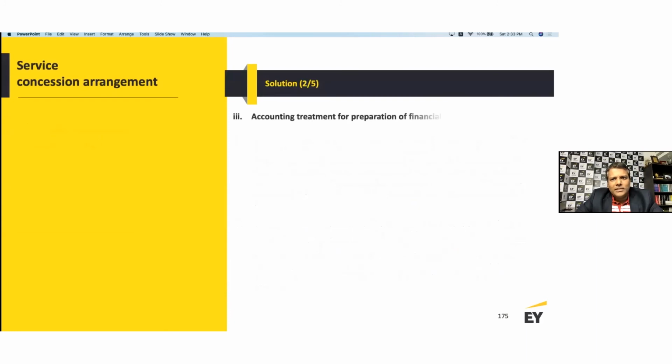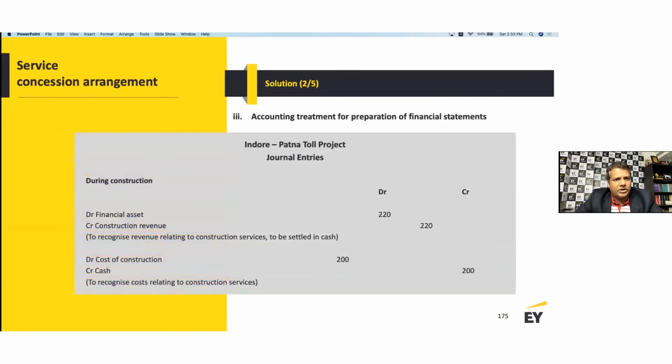So first, I'm going to do it for the Indore-Patna project, right? I'm going to record a financial asset. How much? 220, which is the fair value, right, of the construction services. And then I'm going to record a revenue, right? I'm providing construction services. That's my revenue. I'm going to incur cost. How much was my cost? 200. I'm going to record the cost of construction and credit cash in a way.